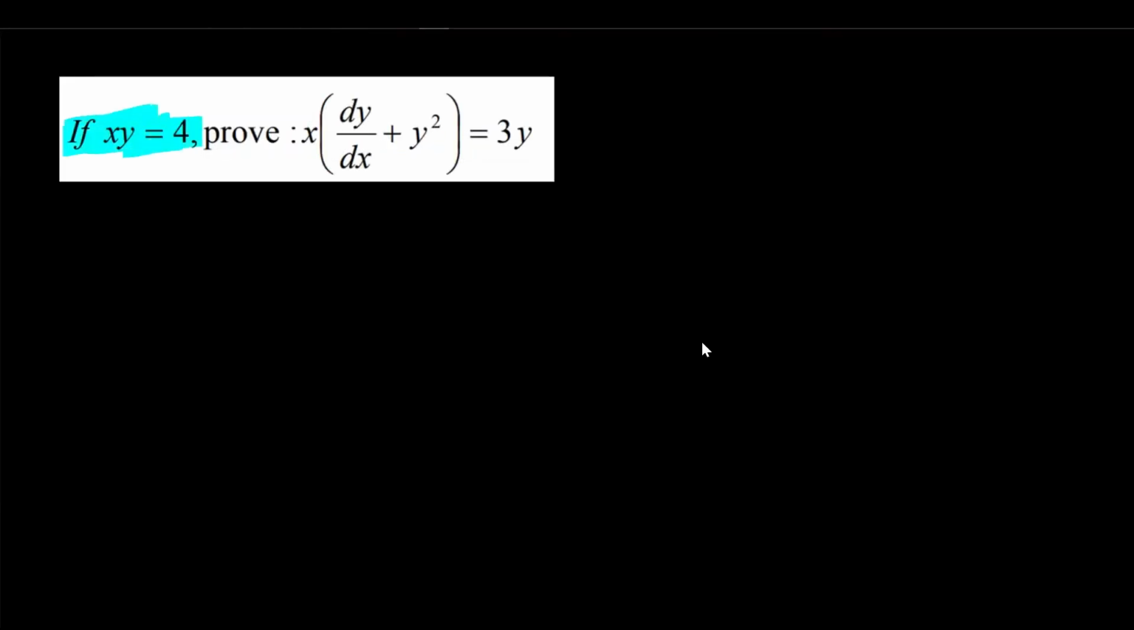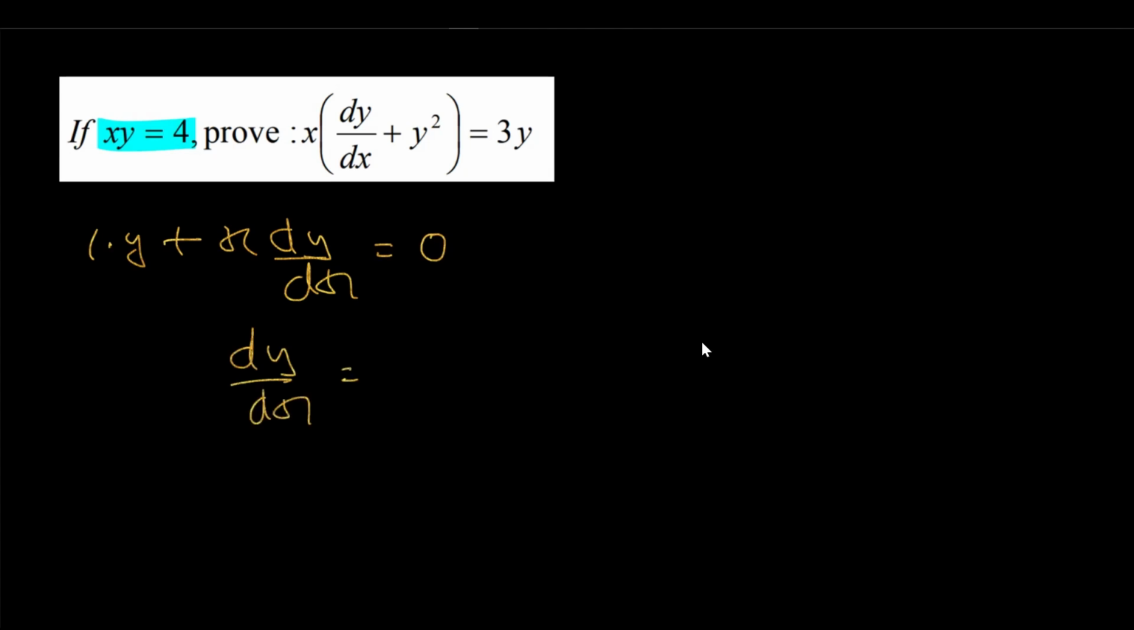So here we are given xy equals 4, and we have to prove x multiplied by dy by dx plus y square is equal to 3y. So first of all, we'll differentiate this, and for differentiating this, we are going to apply the product rule. So u, which is x here, x differentiation is 1 into y plus x, and differentiation of y is dy by dx. And on the other side, we have 4, and the 4 is a constant, so its differentiation is 0. So we can see from here that we can get dy by dx as minus y over x.